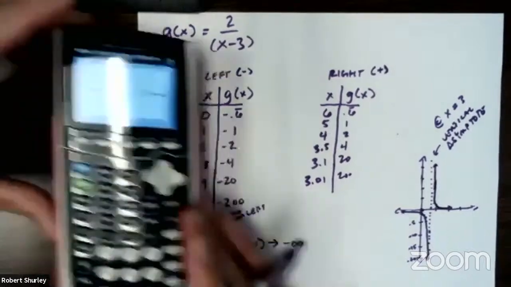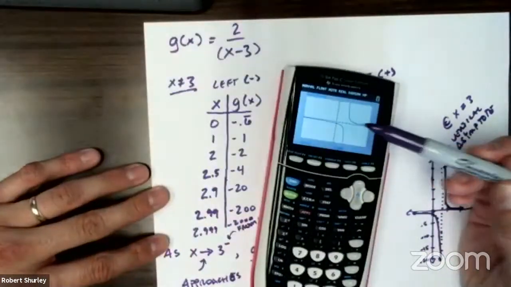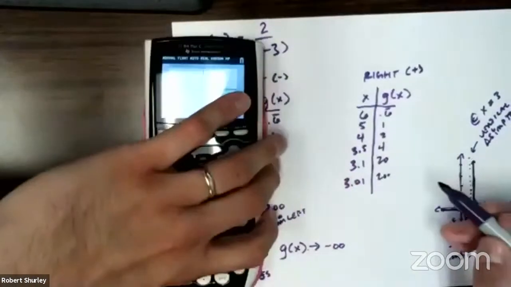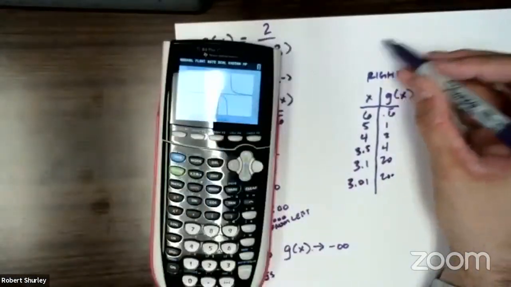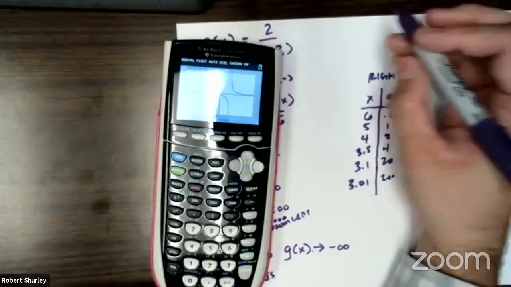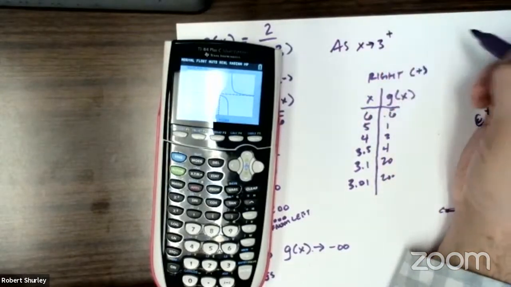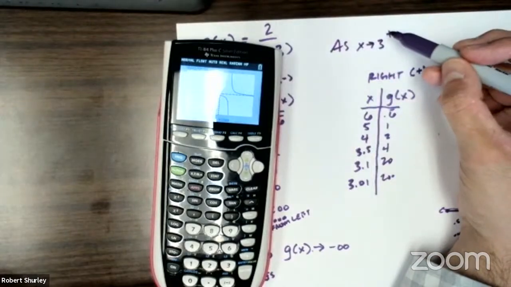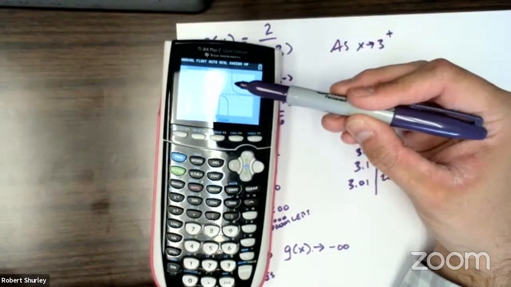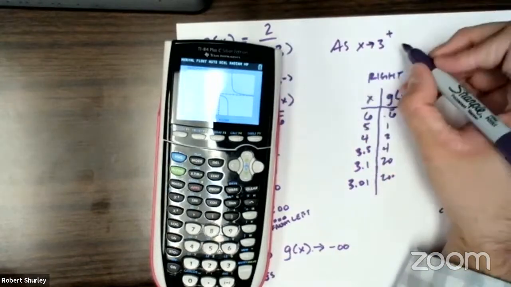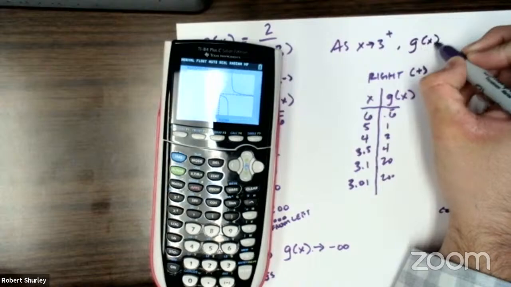Okay, and we know that. The graph shows that, if you're looking at it. And so what that means in math talk, I'll write it up here, guys. I know it's kind of goofy, but look, as x is approaching 3 from the right, remember, right is the positive, so as x is approaching 3 from the right, the y values, g of x, go to infinity.